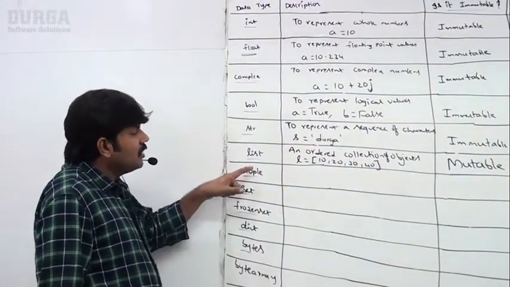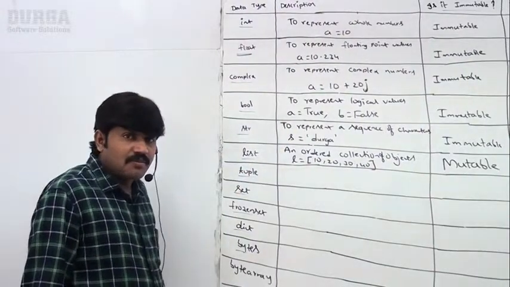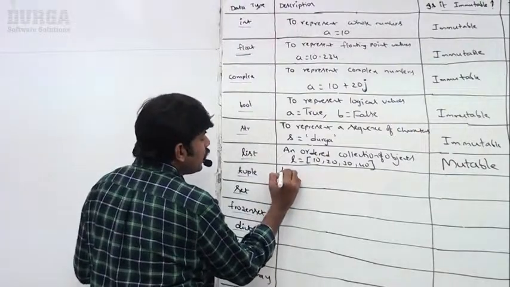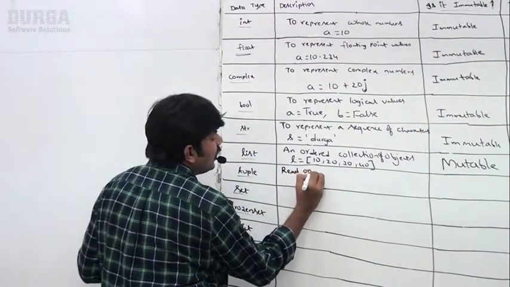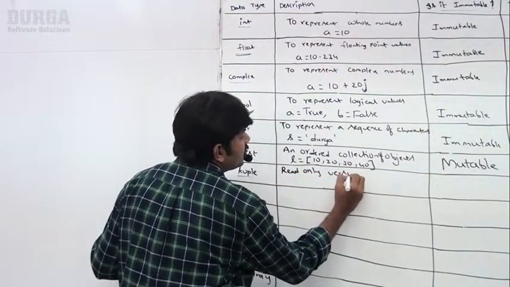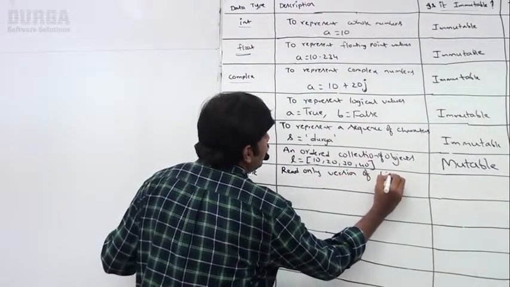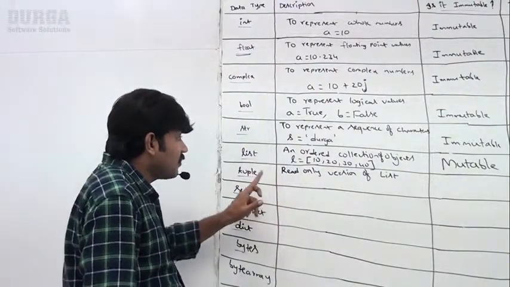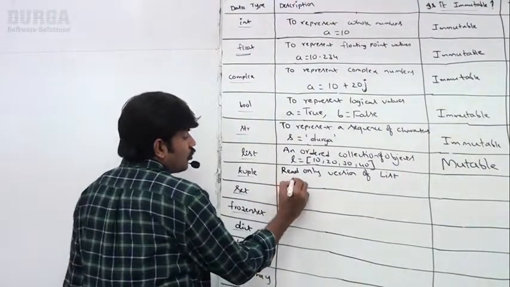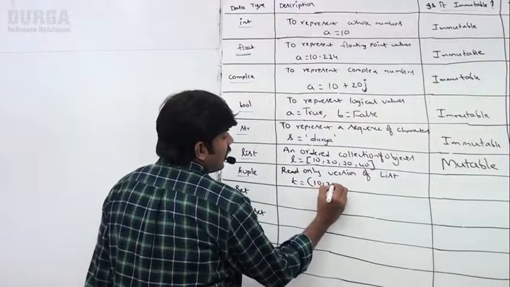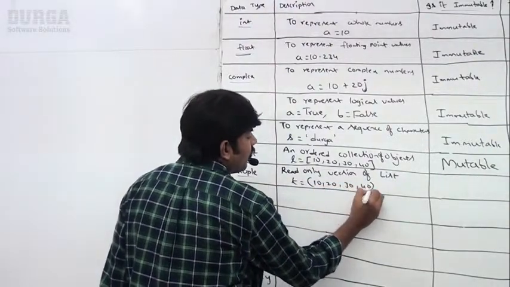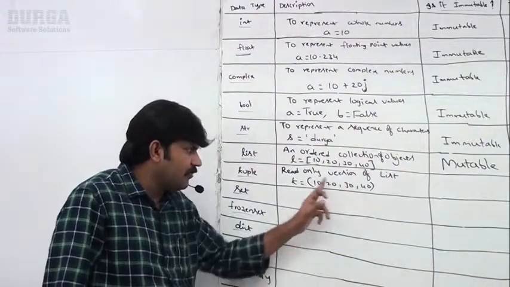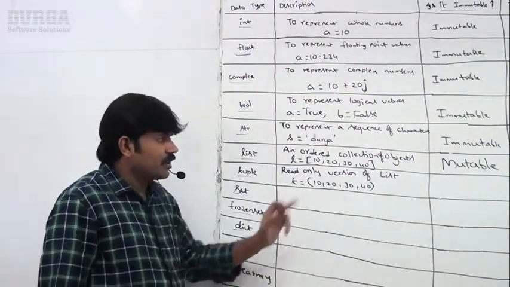It is exactly the same as a list, but the only difference is it is the read-only version of list. Read-only version of list itself is nothing but tuple, sir. How can you represent a tuple? 10, 20, 30, 40 within parentheses we are going to represent. I hope you people are aware. Within parentheses we have to represent, sir.